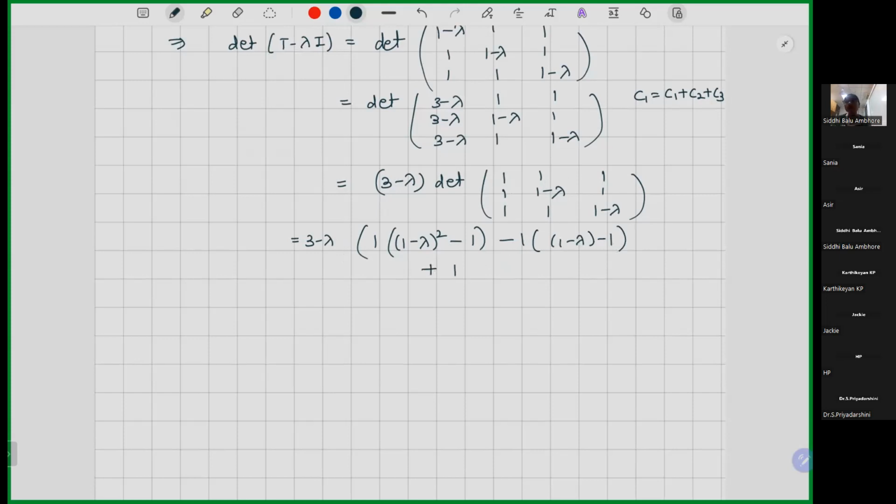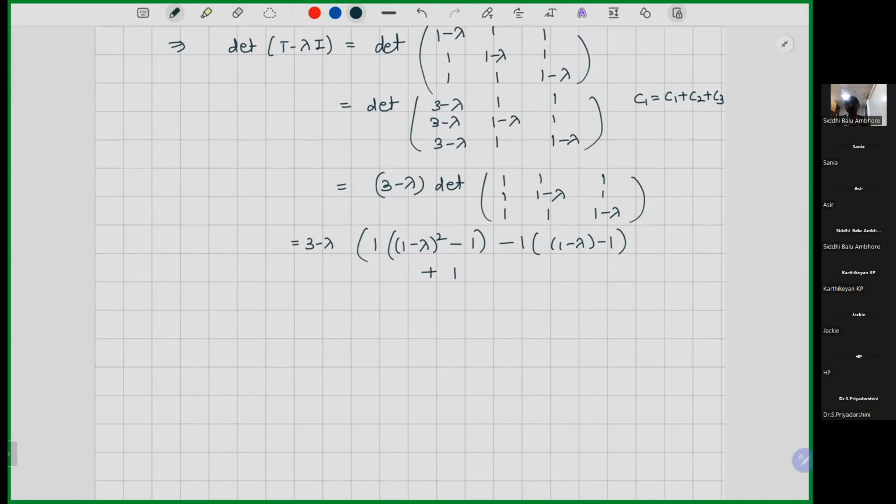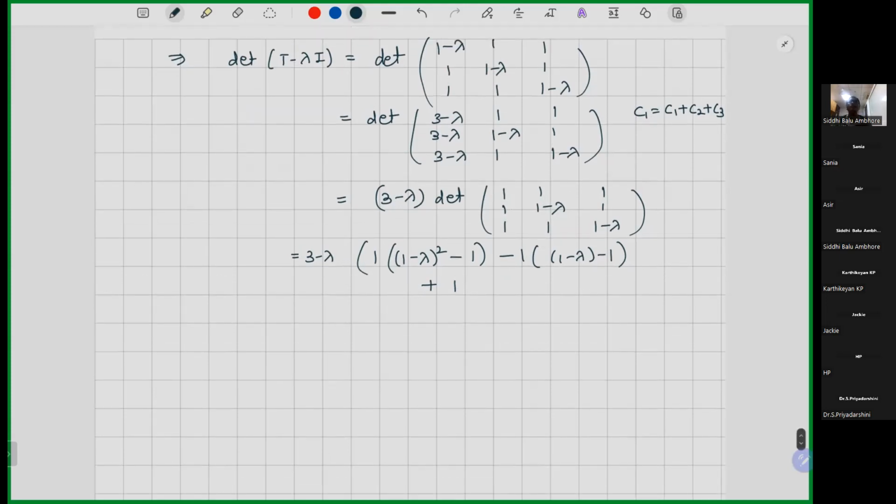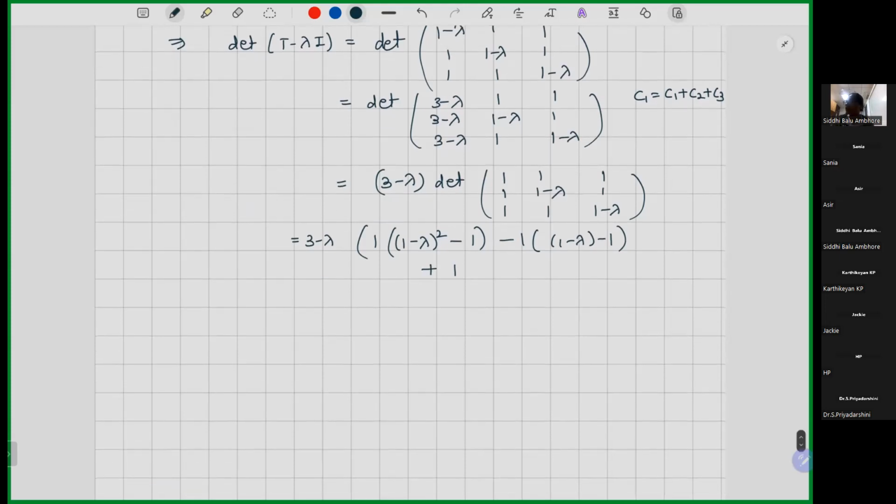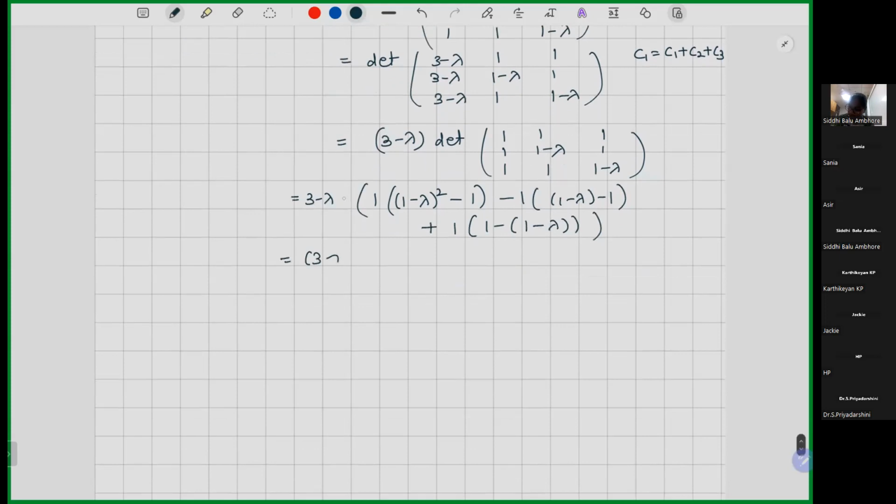In the step where you wrote C1 equals C1 plus C2 plus C3, it is just for the first column, is it? Yes, it is for the first column. That's why I wrote C1 is equal to C1 plus C2 plus C3. The second and third columns are anyway as they are, so I'm just adding all three columns. And the last one is plus 1 into 1 minus lambda. And this is again 3 minus lambda into this. I'm just omitting a few steps.